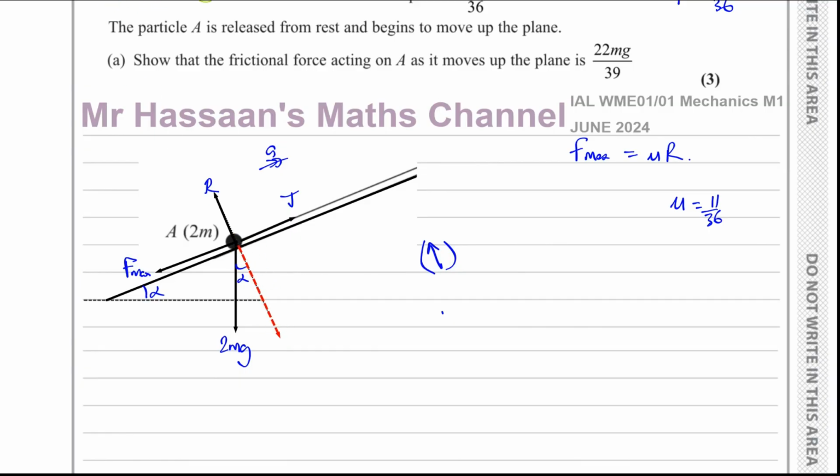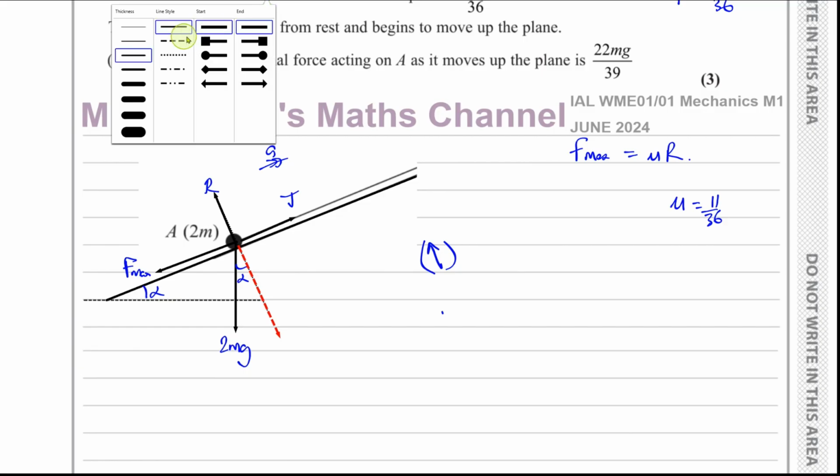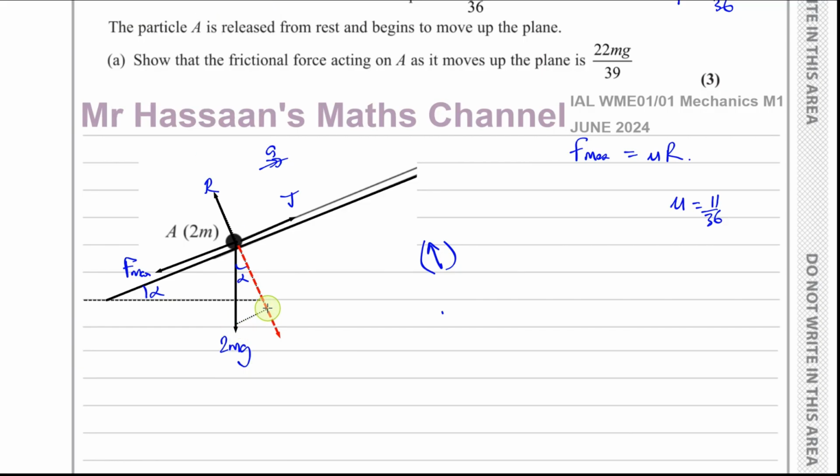If you don't appreciate that explanation, you can think of this right angle triangle here. This is parallel to the plane. This is perpendicular to the plane. Parallel to the plane is opposite, so it's sine. So the force acting in this direction would be 2mg sine alpha, which would be the component of the weight going down. And this direction is going to be 2mg times cosine alpha, because that's like the adjacent side. So whichever way you think about it, this is going to be 2mg cosine alpha.